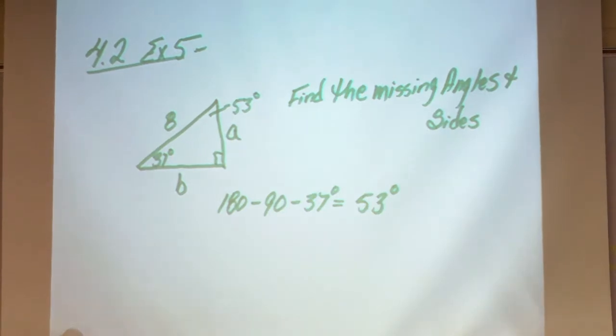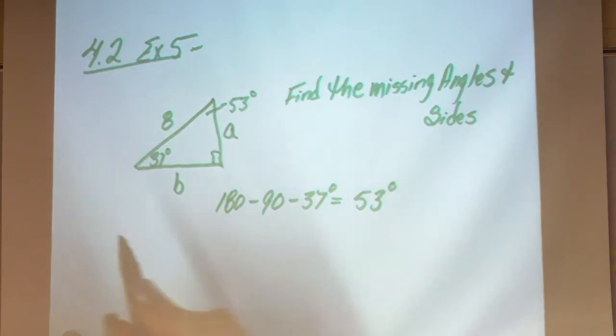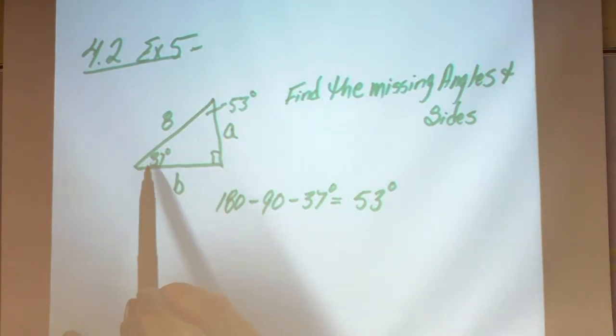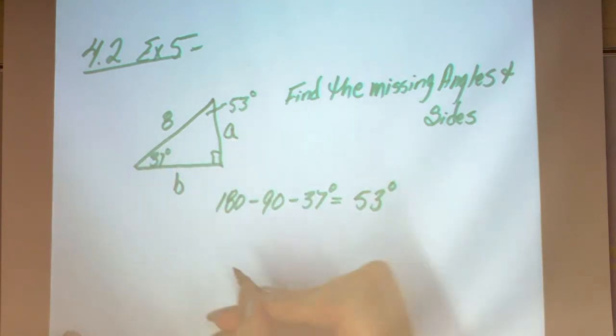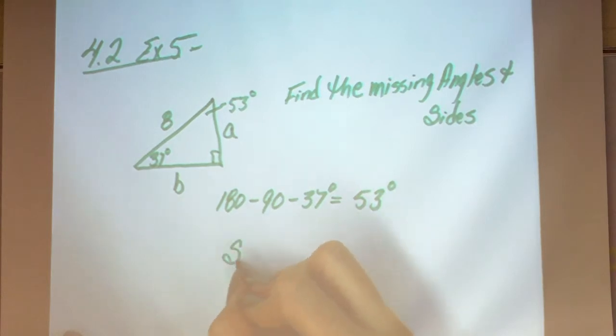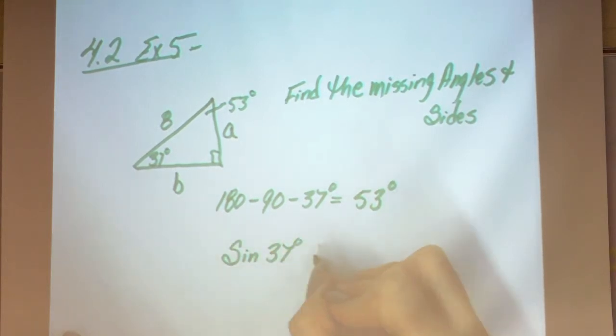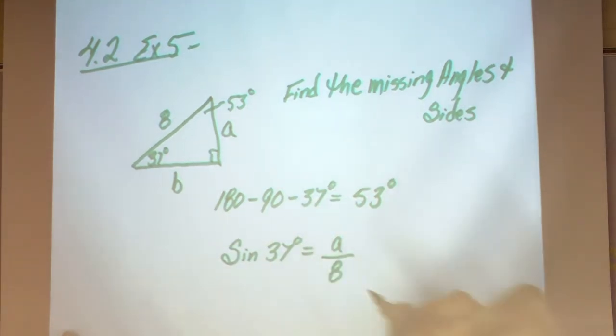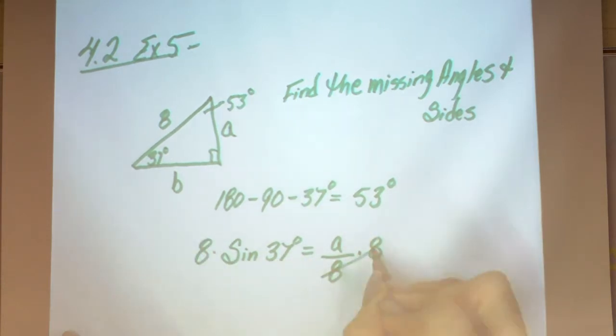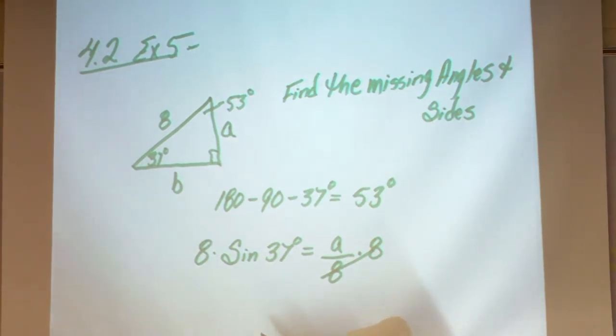Now we just need to find A and B, and we're going to need to use trigonometry to do that. To find A, I know that that is the side opposite my 37-degree angle, and I know the hypotenuse, so I can use sine. Sine of 37 degrees would be equal to, my side opposite is A, the hypotenuse is 8. So to solve this, I multiply both sides by 8, and then do a little calculator work, and you will get that A is equal to 4.81.